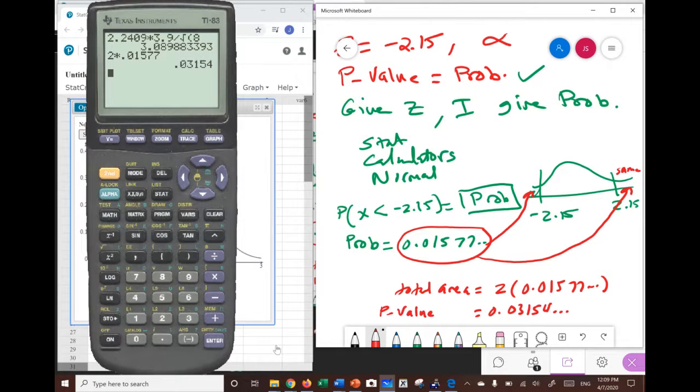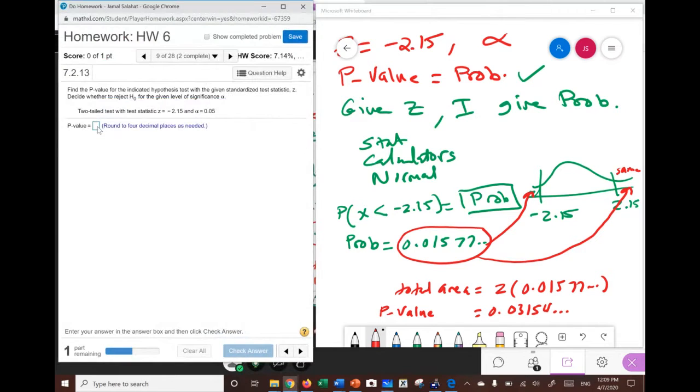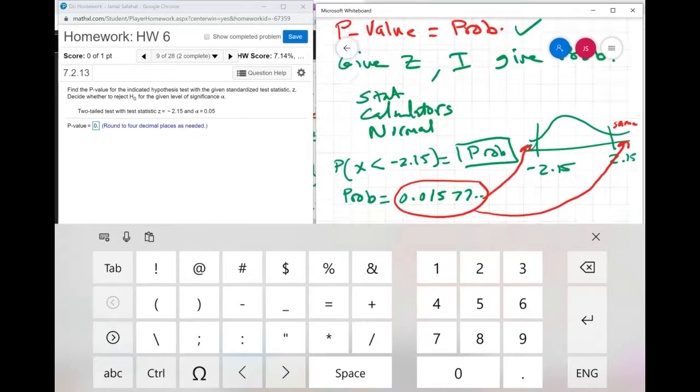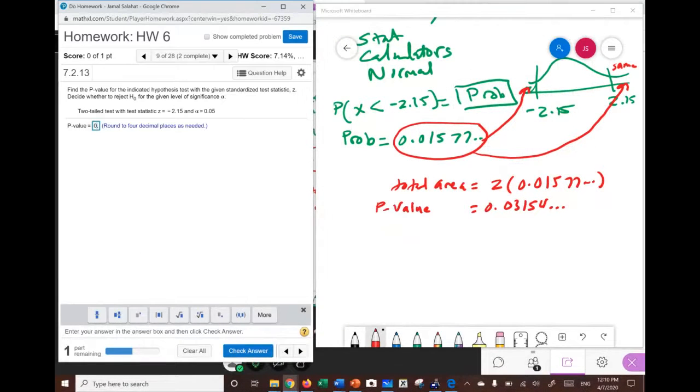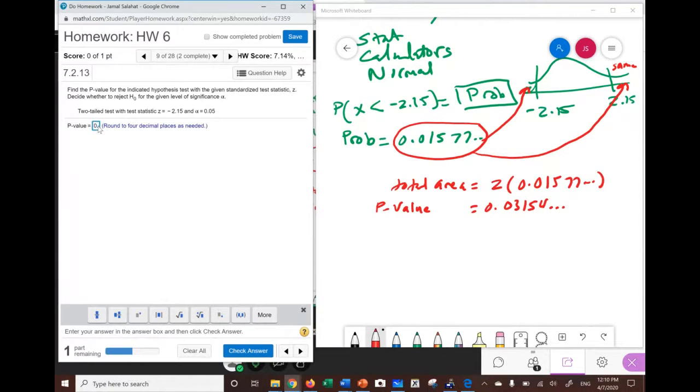Okay, so if we put this answer back in, let's see if we're going to get this right. It says in here round to 4 decimal places. So I'm going to put the point, and let me use the keyboard, that's easier. It's going to be 0.03, and again I need 2 more digits, 0315, because they want only 4 places.